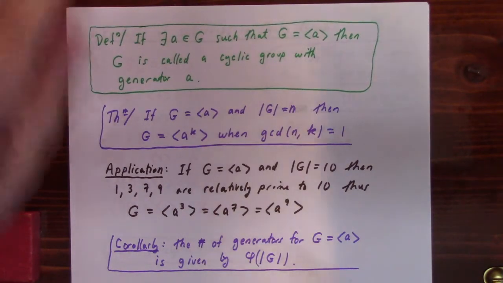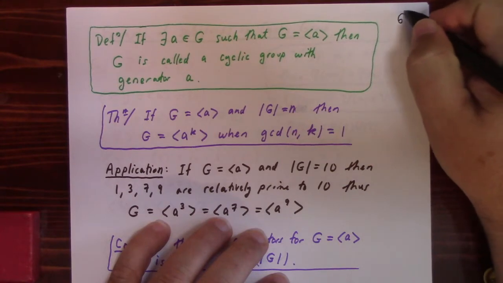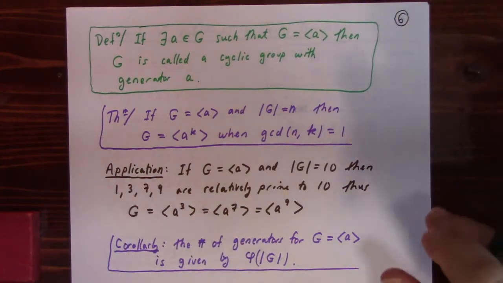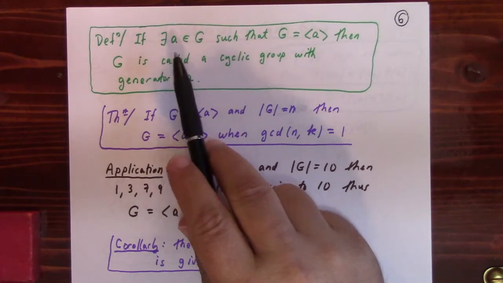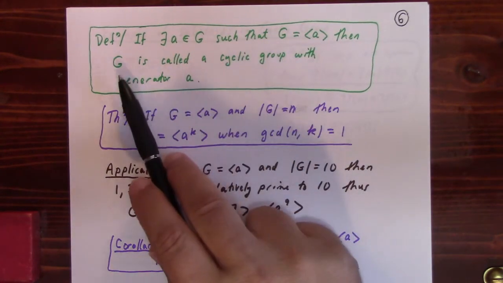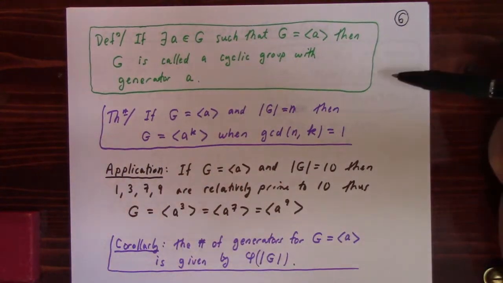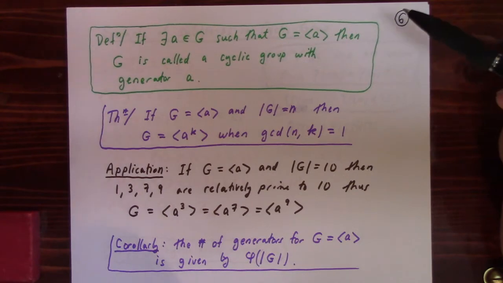Now, I should also remind you of the definition. If you have an element of the group such that the group is generated by that element, then that group altogether is called a cyclic group with generator a. All right. And we have theorems.